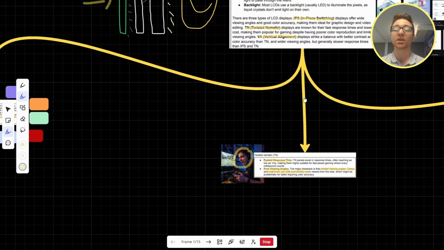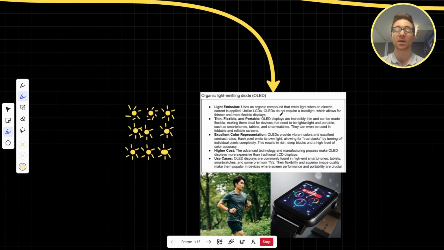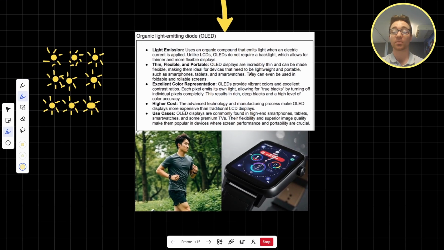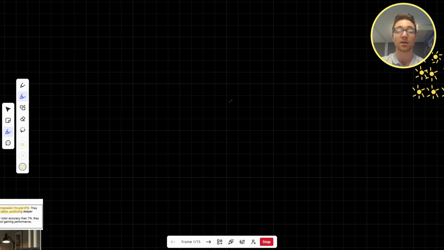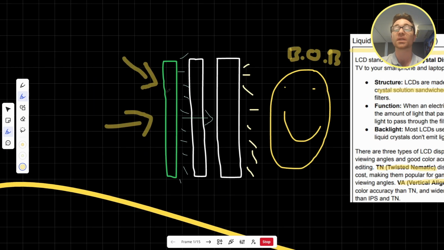All right, so you're going to need to be able to contrast and compare those three types of displays amongst each other, but also amongst the next type of display that we're going to look at, which is organic light emitting diode, or OLED, or whatever other form of pronouncing that you can think of. Long story short, guys, OLED is thin, it's flexible, and it's portable. It consists of pixels that produce their own light.